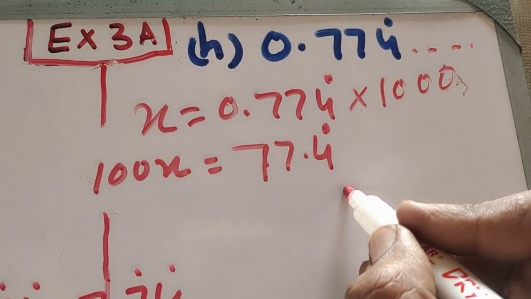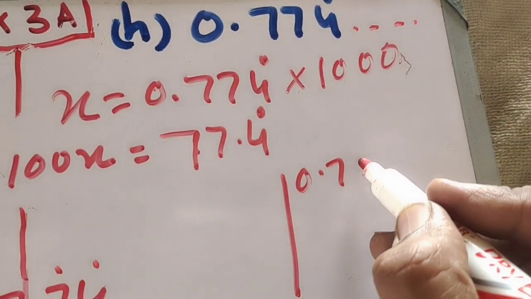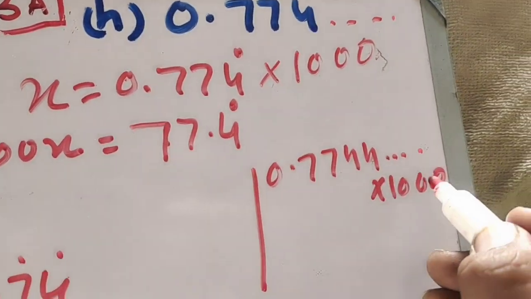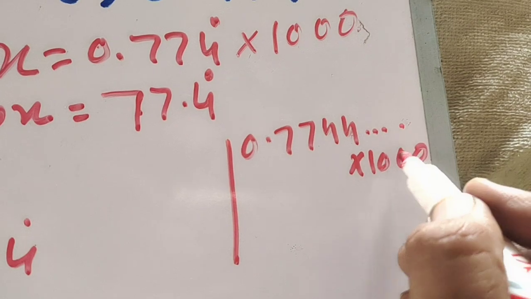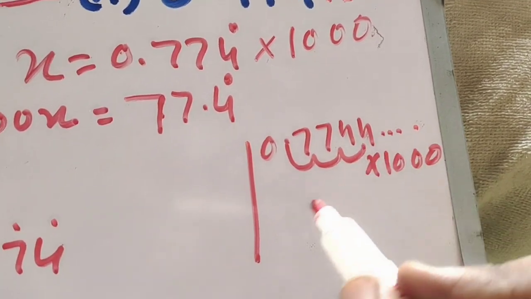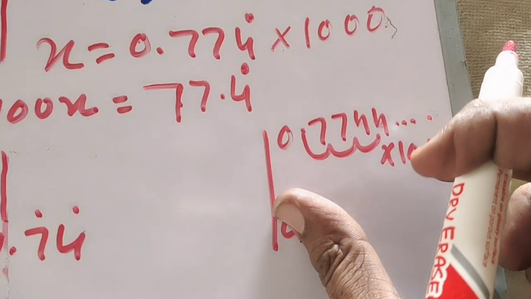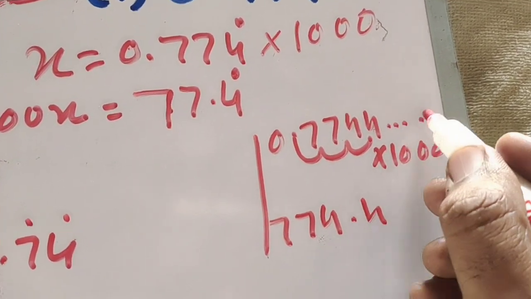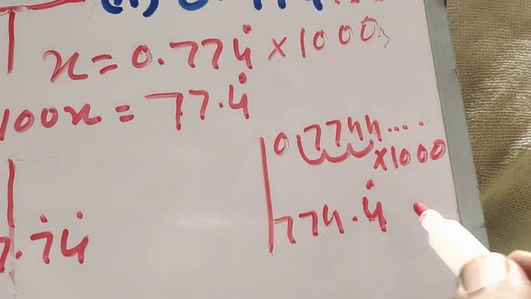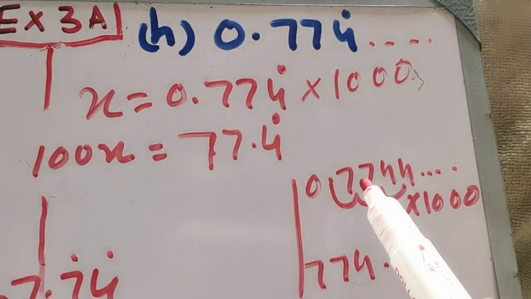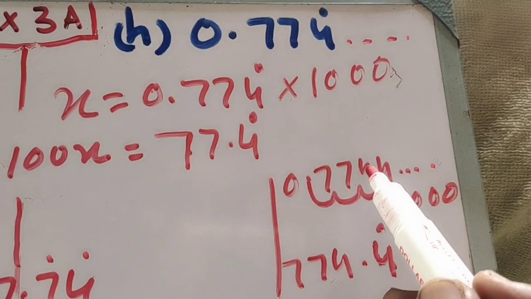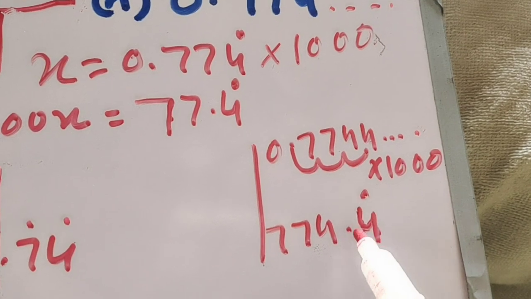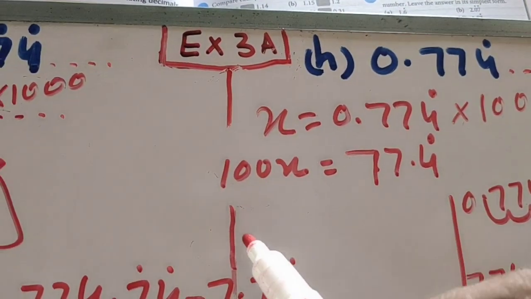So here we will do it in the rough work. 0.7744 and so on, multiply by 1000. So the decimal is here, 3 zeros, 1, 2, 3. So the answer will be 774.444, meaning 4 dot. So this is the answer when you multiply 0.774 dot with 1000. The answer will be 774.4 dot.